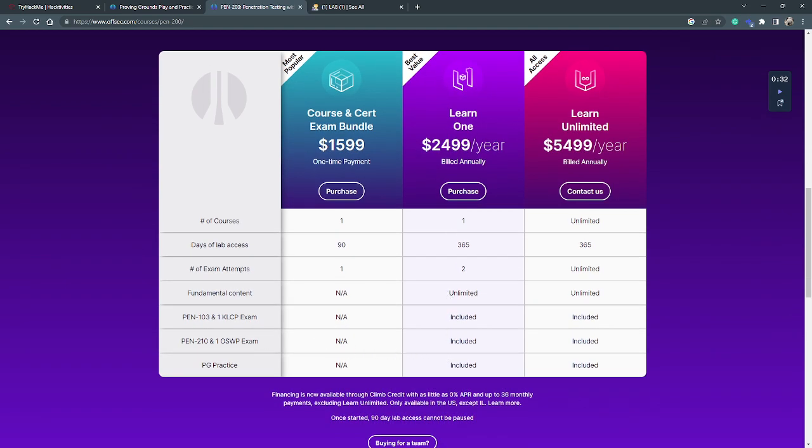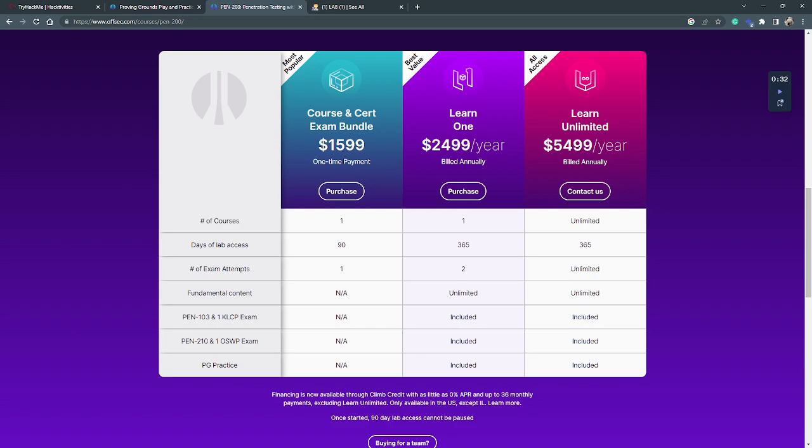And on top of that, they even throw in a free exam attempt for the OSWP, their wireless professional certification, basically credentialing you in being able to conduct a wireless assessment. And this is going to be huge later on the next step of your OSCP.